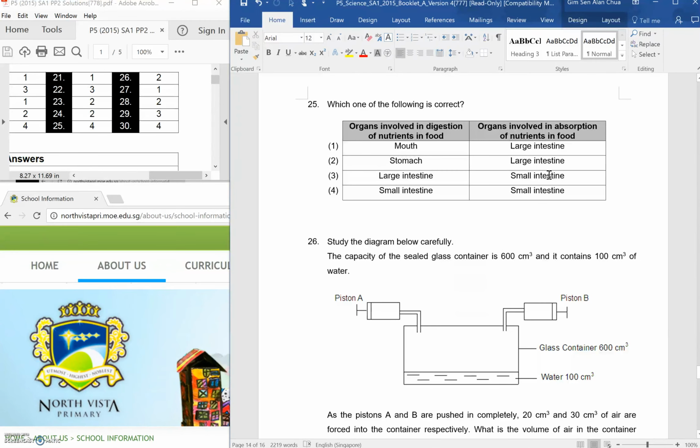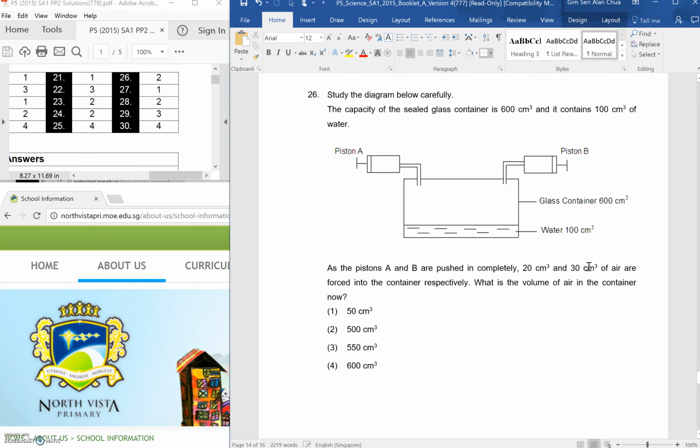Now, question number 25, which one of the following is correct? Absorption of nutrients. We know that large intestine is out because that's water. Involved in the digestion of nutrients in food, that's absorption. So digestion, large intestine doesn't digest, so answer number 4. Large intestine is to absorb water. For this question, refer back to practice paper 1, booklet B. We had a discussion on that.